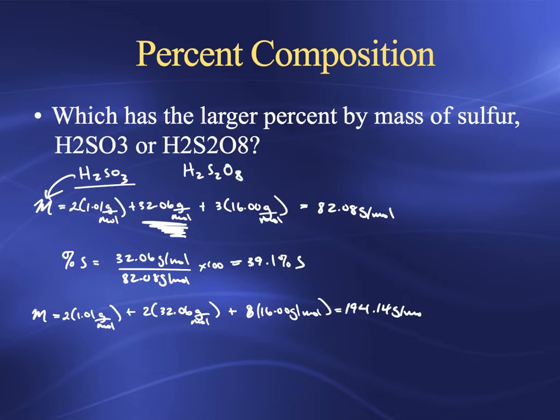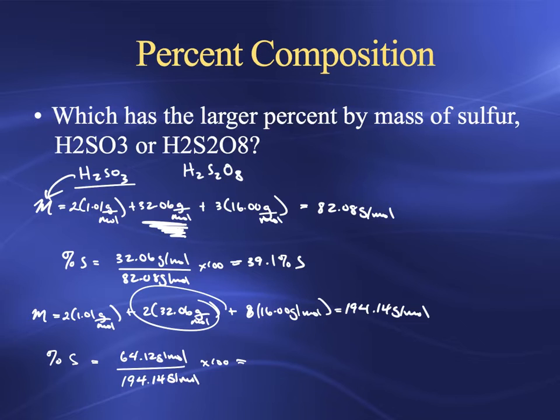194.14 grams per mole. Okay, the percent sulfur here, I got to take whatever that total is, and that's going to be the top. So 2 times 32.06, because I do have 2 sulfurs, not just one, 64.12 grams per mole, divided by the molar mass of the whole compound, 194.14 grams per mole, times 100. All right, so divided by 194.14 times 100, this is 33.0% sulfur.